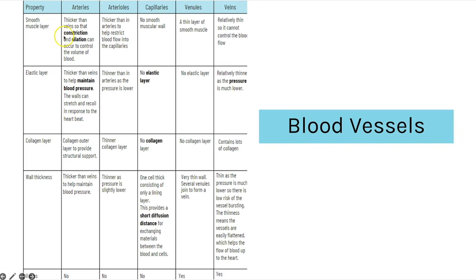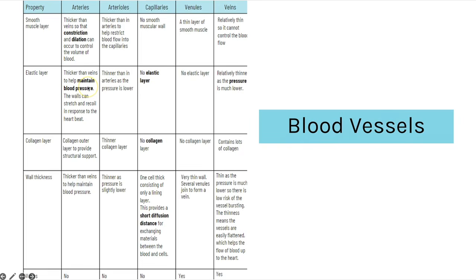So we can see that the arteries, they've got a thicker muscular layer than the veins. That enables this constriction and dilation of the blood vessels, so the lumen gets larger and wider, and in that way it can control the volume of blood. Arterioles, they've got a thicker muscular layer than in the arteries, and that's so they can contract with even more force to help restrict the blood flow into the capillaries. You don't have a muscular layer in the capillaries. You do in the venules and veins, relatively thin, so it can't actually control the blood flow.